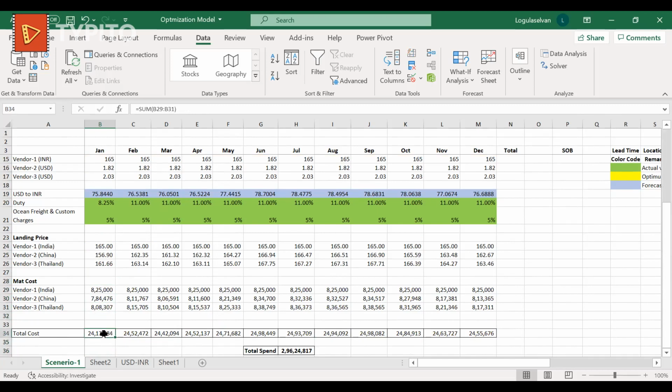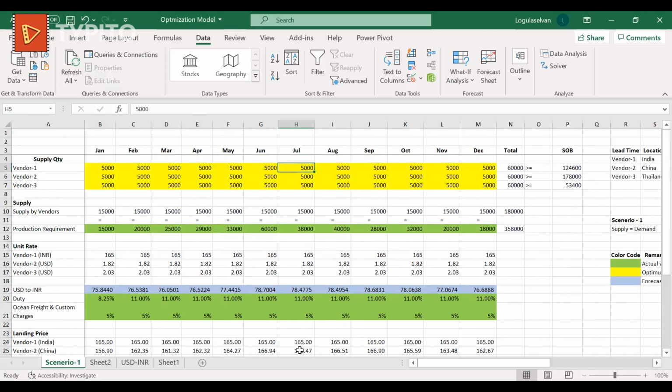Then this row 34 is the sum of these 3 rows, which is the spend for 3 vendors, the sum of the spend. So all 12 months spend is calculated. Then the sum of the 12 months spend will be the total spend to be made by the company.